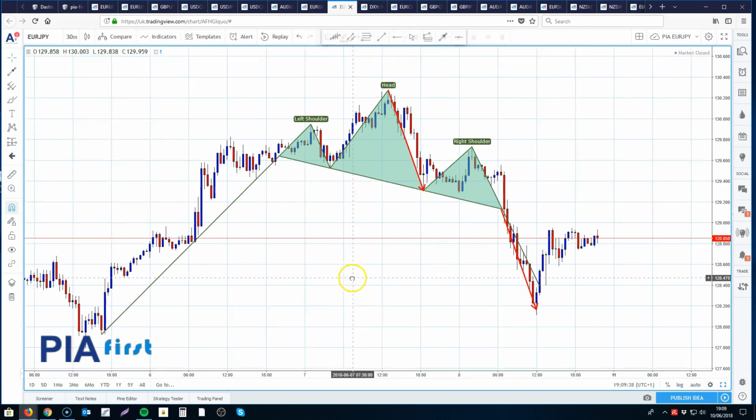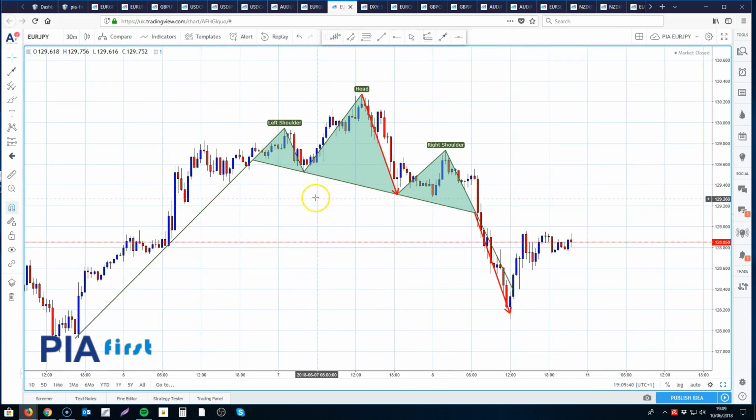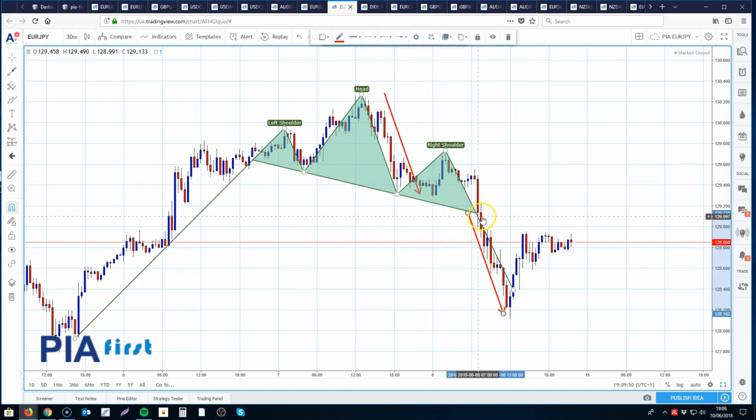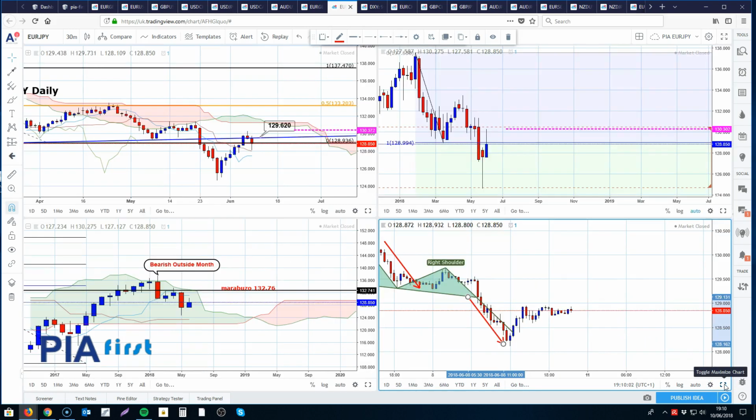But if we go to the 30-minute chart, we can see the last head and shoulders formation. We take this length here, which is the head, to the neckline, and we then project that from the breakout level, and that's our target, and that was at 128.20. So that has been completed, but this rally up has also been sold into. So we're looking to sell into rallies in euro yen this week.